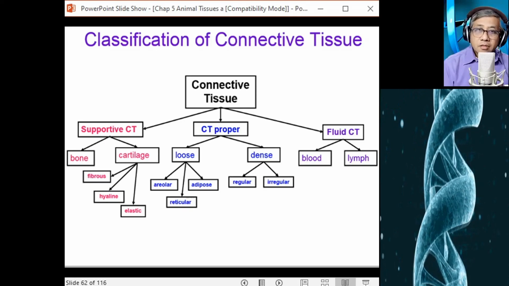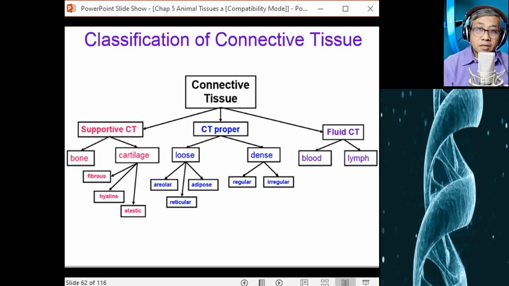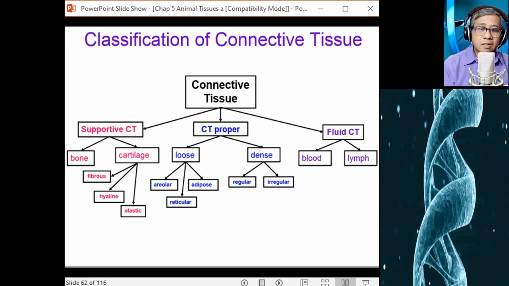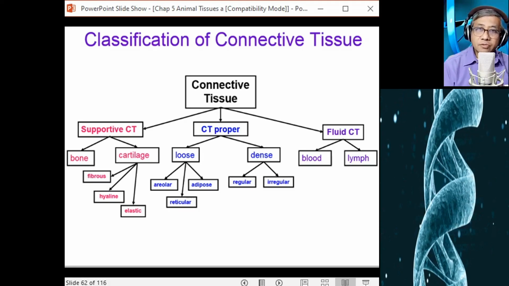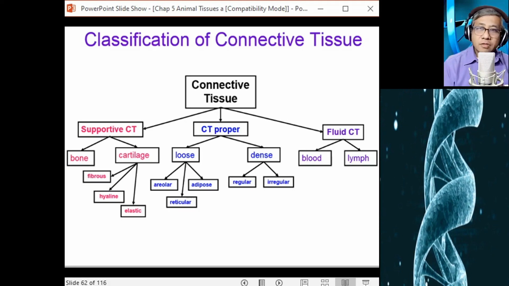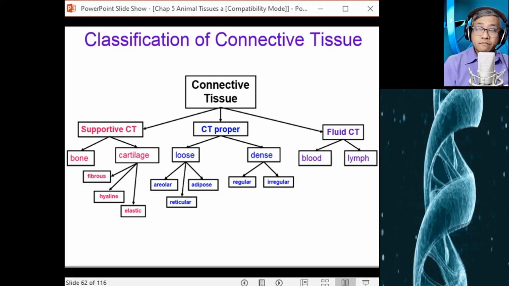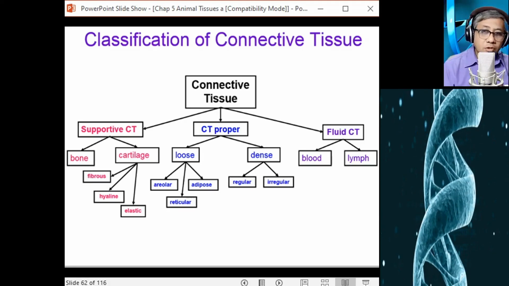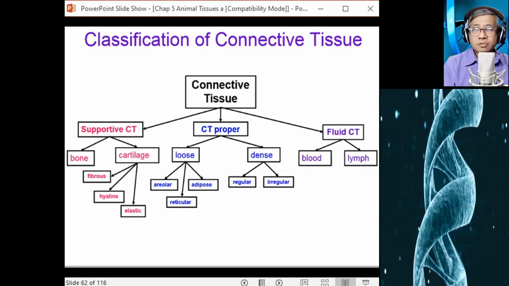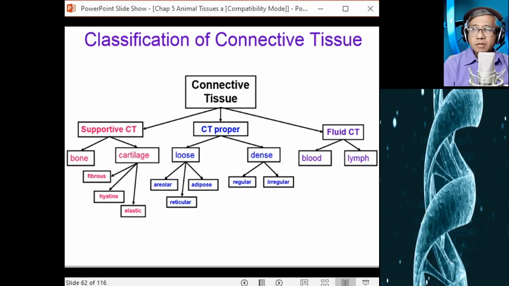Under cartilage, we have three types: hyaline, elastic, and fibrous. Then we have bone tissue. And lastly, we have fluid connective tissue. This refers to the blood. The blood is the only liquid connective tissue. So we have the blood and lymph.